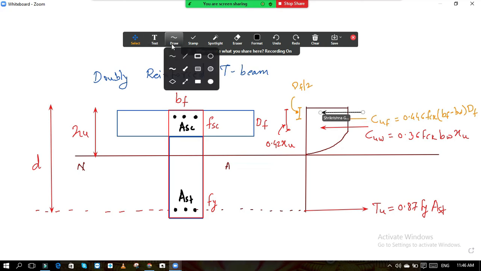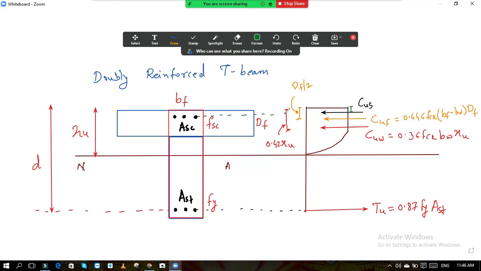I will give the notation CUS. And where is it acting? It should act at this level, note this level. The diagram has not come out appropriate, you understand. At the center of this reinforcement, if it acts at the center, what will be this distance? This distance is always d dash, the cover in the compression zone. So this will act at a distance of d dash from the top.